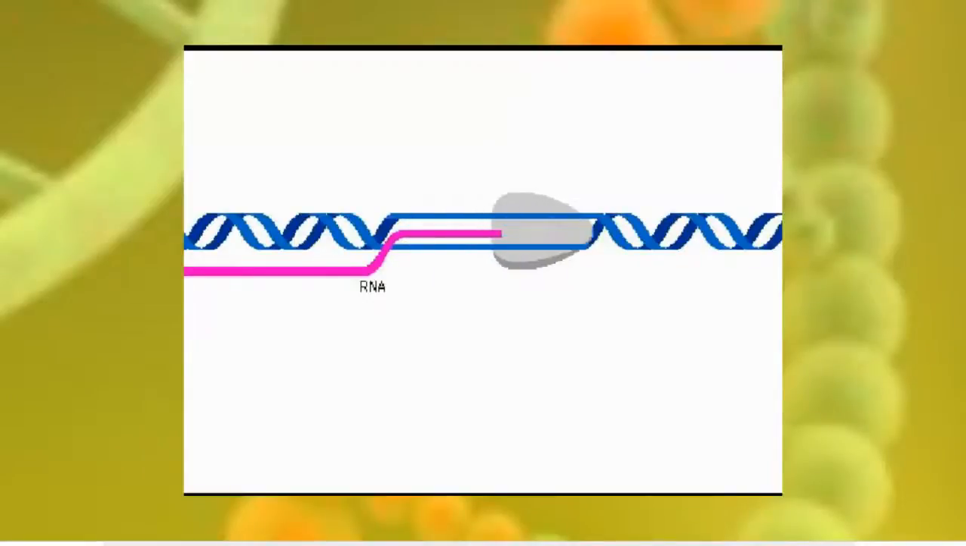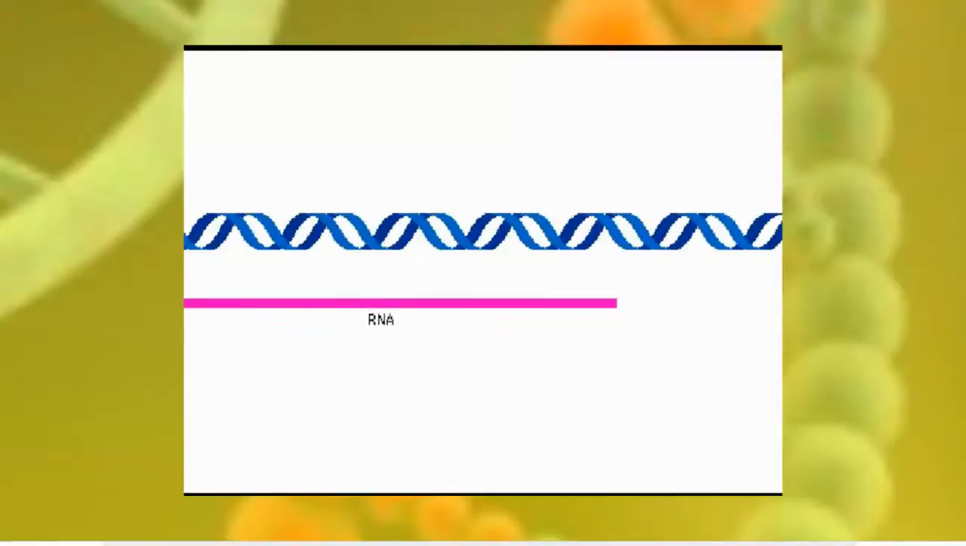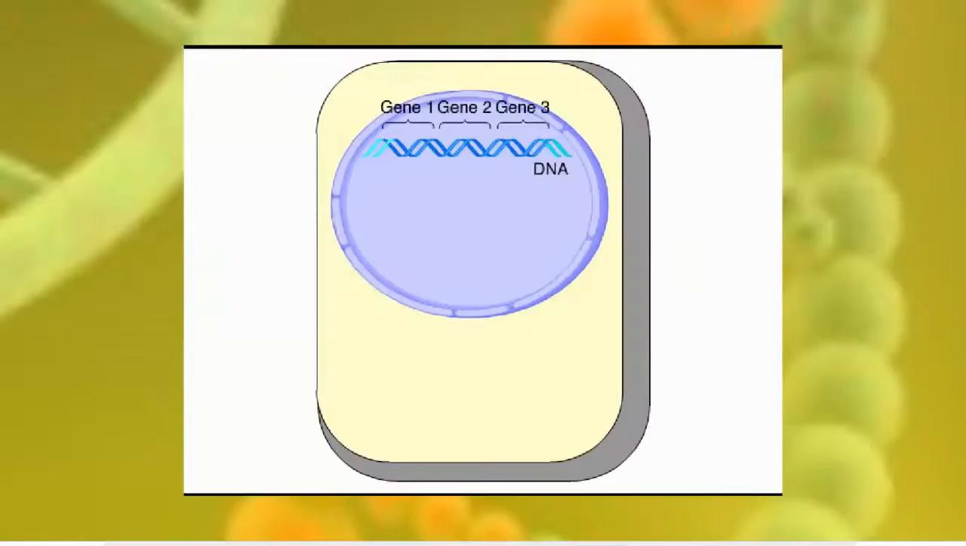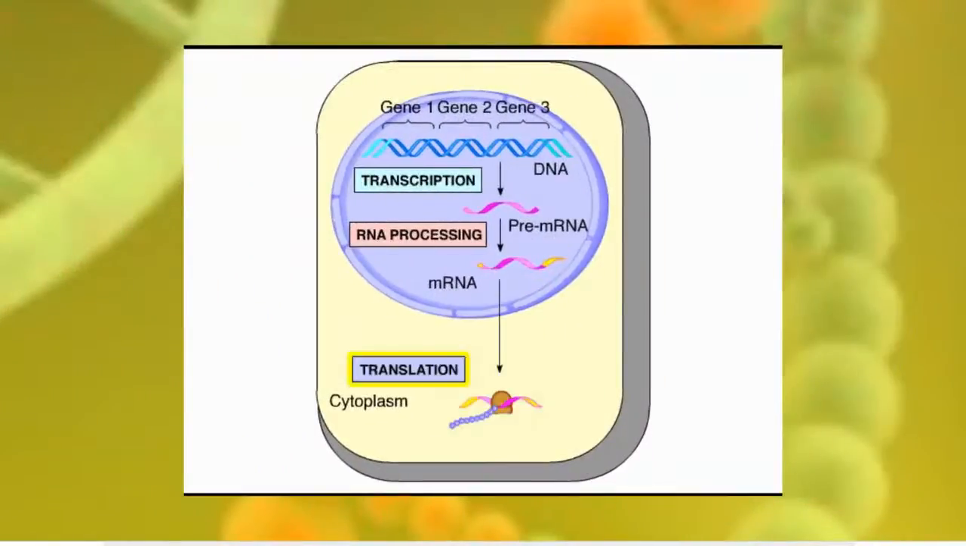Once transcription is complete, RNA polymerase releases the completed RNA and detaches from the DNA. Now let's look at translation. In translation, a cell reads an mRNA message and assembles a polypeptide accordingly.